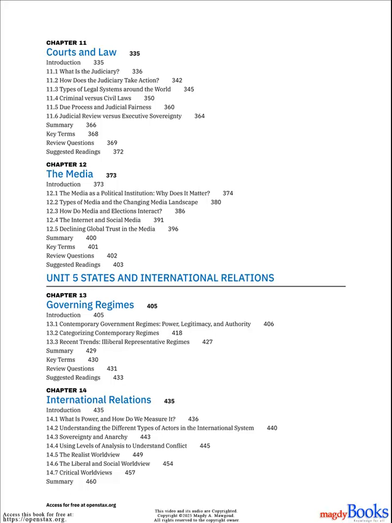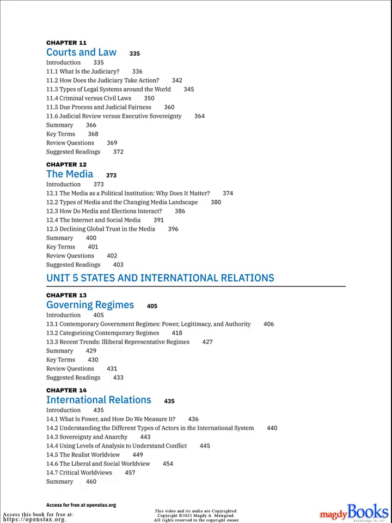Suggested readings. Unit 5, States and International Relations. Chapter 13, Governing Regimes. Introduction. 13.1, Contemporary government regimes: Power, legitimacy, and authority. 13.2, Categorizing contemporary regimes. 13.3, Recent trends: Illiberal representative regimes. Summary. Key terms. Review questions.